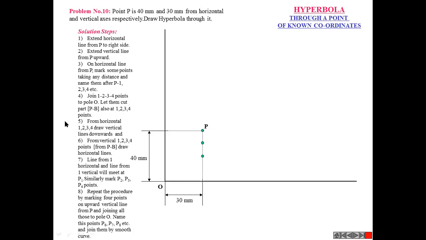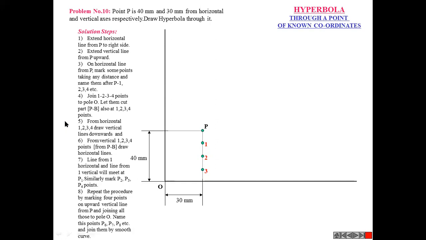Now, see what we are doing here: we are doing the division. We are dividing such that both the horizontal and vertical lines from P are divided into equal divisions. Here we have taken 10 mm each, from P to 1, 1 to 2, 2 to 3, and 3 to the horizontal line. So 1, 2, 3, 4, 40 mm, 4 divisions. Each division is 10 mm.